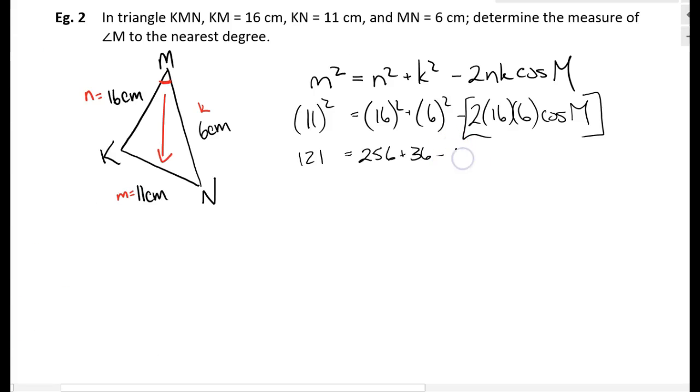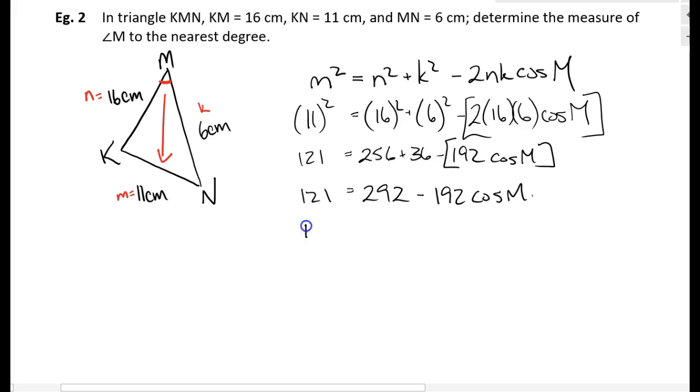192 cosine M, but still all of this is attached. So we can simplify this a little further. We've got 121 equals 292 minus 192 cosine M.